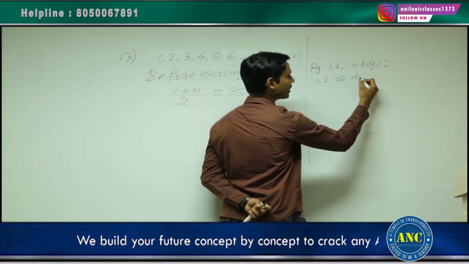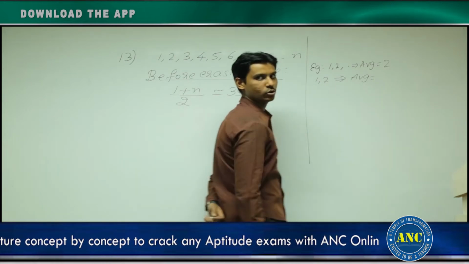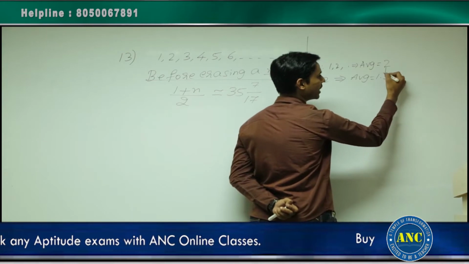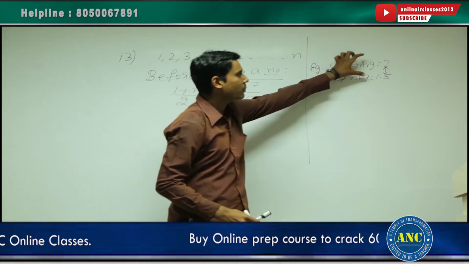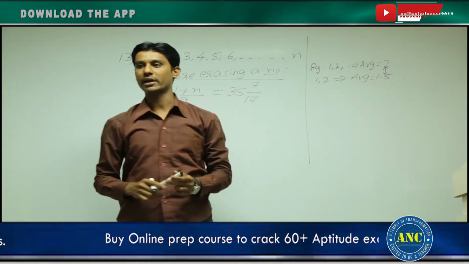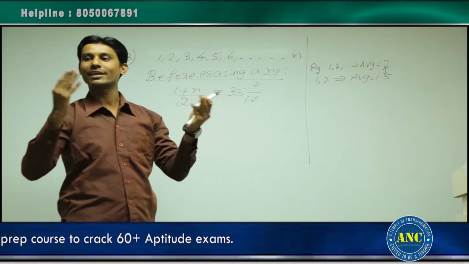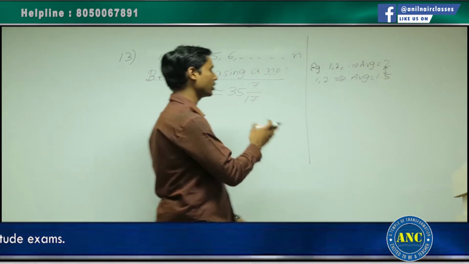What is the average of this? The average is (1 plus 2) by 2. 1 plus 2 is 3, and 3 by 2 is 1.5. Can I say that 1.5 and 2 are approximately equal to each other? That means there is not much of a gap between 1.5 and 2. It is not like they are differing by 1000 units or 10,000 units. It's a small difference of 0.5 between the averages. That is what I wrote here also.